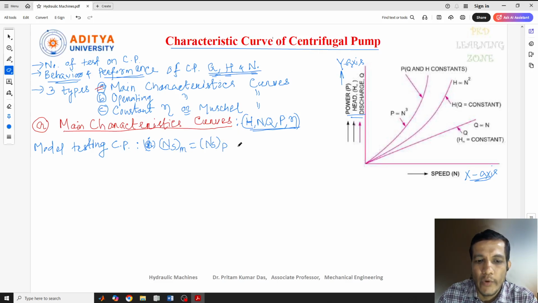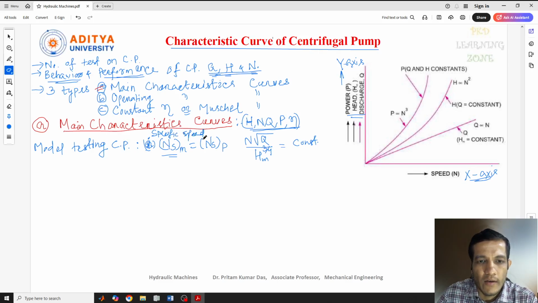And here we found that the equation was given like N root Q over Hm to the power 3 by 4. This is for the model. Similarly, this should also be equal for the prototype, and there we can write this as a constant. Here Q is the discharge, Hm is the manometric head. This one we got is the specific speed. So the first one is the specific speed.